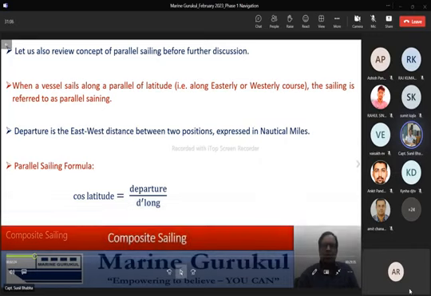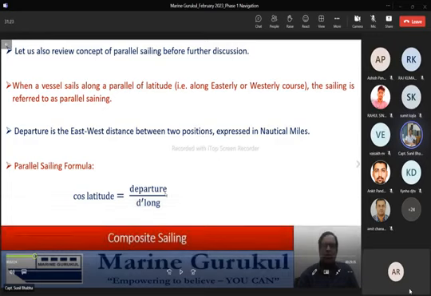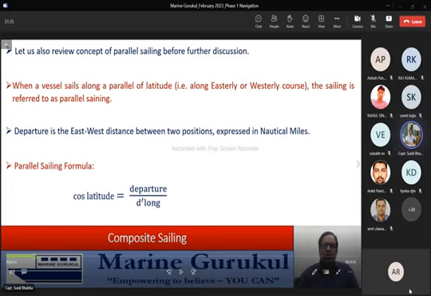Okay, beta. So this is the parallel sailing formula. Whenever we are moving along the parallel of a latitude, that means moving easterly or westerly, we can calculate our distance using this formula. Departure obtained from the formula is the distance covered on the parallel track. So cos of latitude is equal to departure upon d long, or departure is equal to d long into cos of latitude. So any doubt up to this place, beta, up to here?